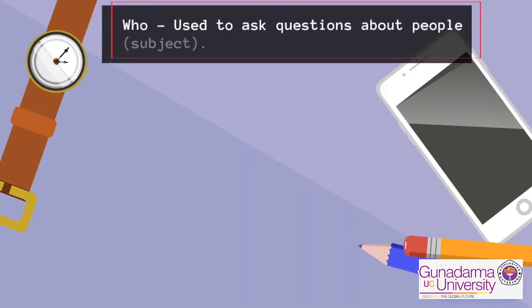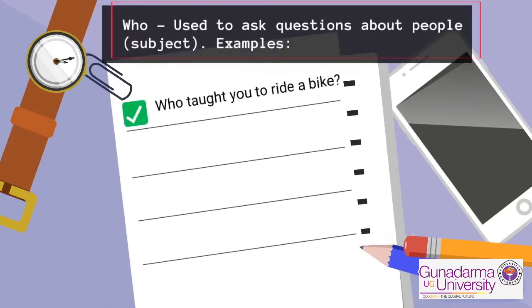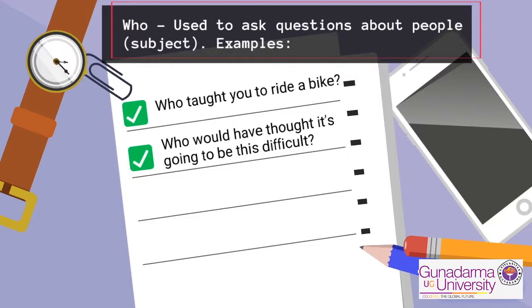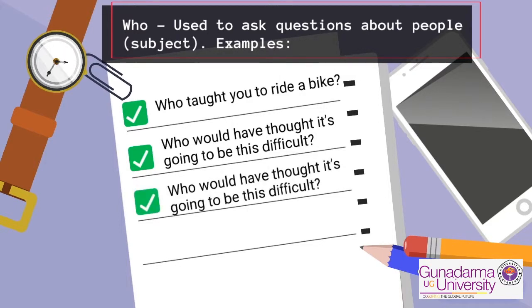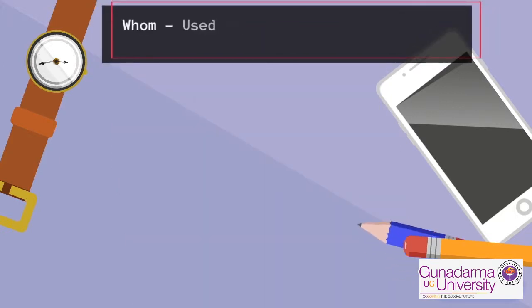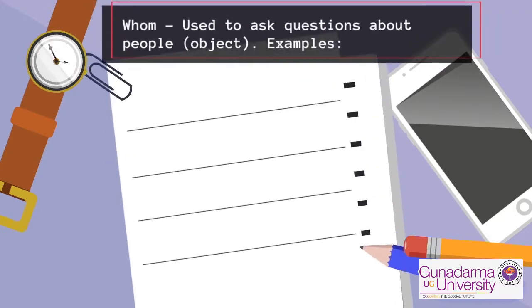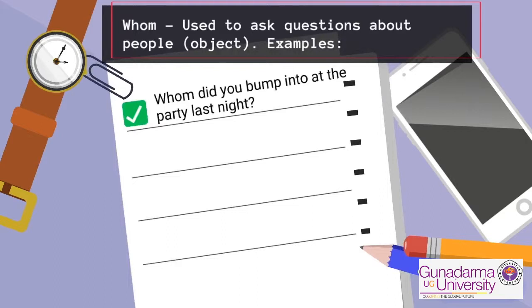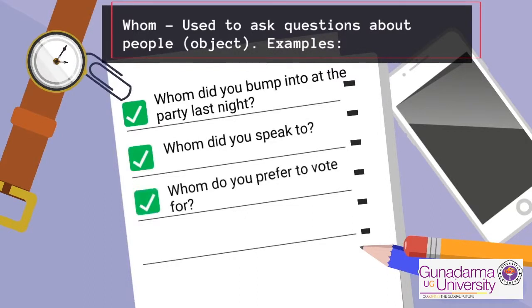Who, used to ask questions about people. Subject: Who taught you to ride a bike? Who would have thought it's going to be this difficult? Whom, used to ask questions about people. Object: Whom did you bump into at the party last night? Whom did you speak to? Whom do you prefer to vote for?